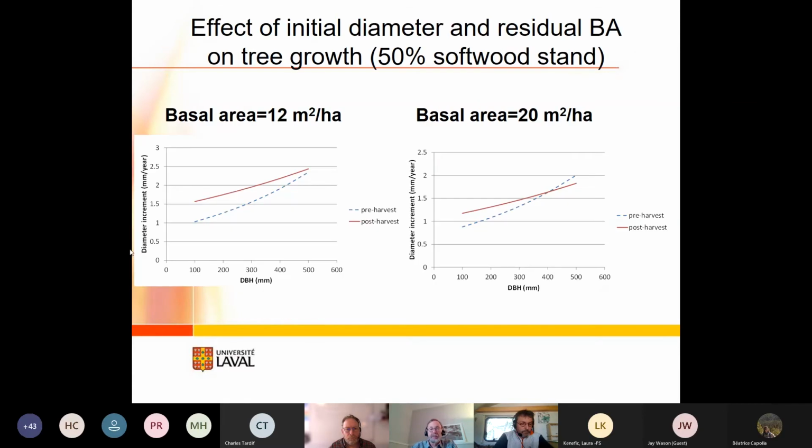And when we look at the kind of trees that show the best response, interestingly here we have two residual basal areas, but what I want to focus on is the post-harvest growth relative to the pre-harvest growth. And you see that the major difference here is found within the smallest stems, meaning that they are those that respond the best. But quite interestingly, when you look at the absolute growth here, the largest trees are still the ones that are growing the best. And this indicates that you shouldn't be removing them prematurely. Let them grow until they reach proper size.